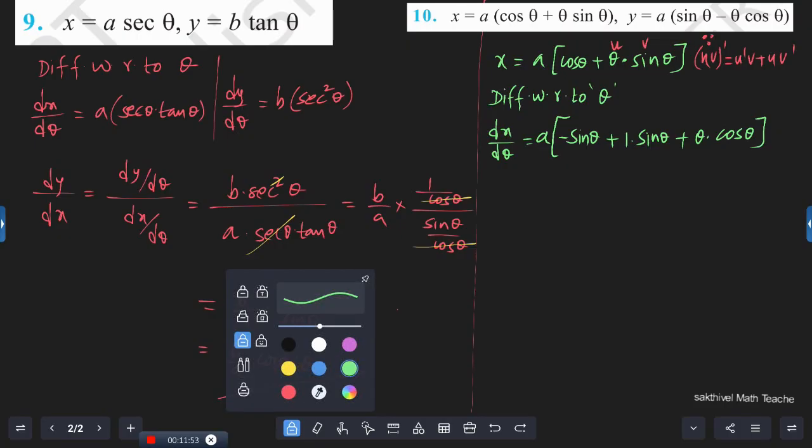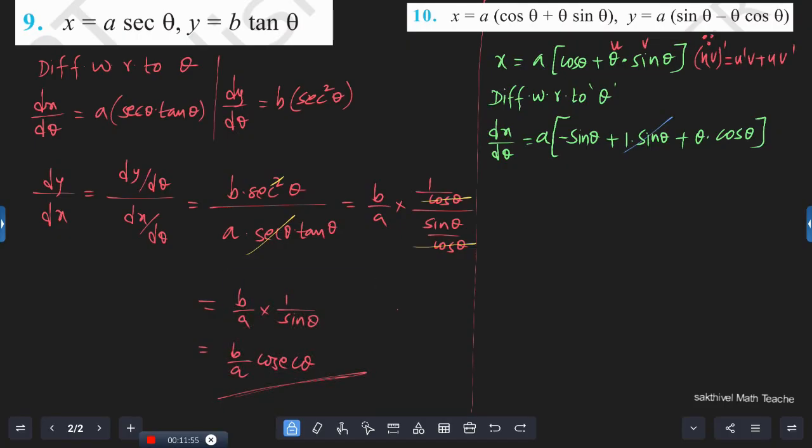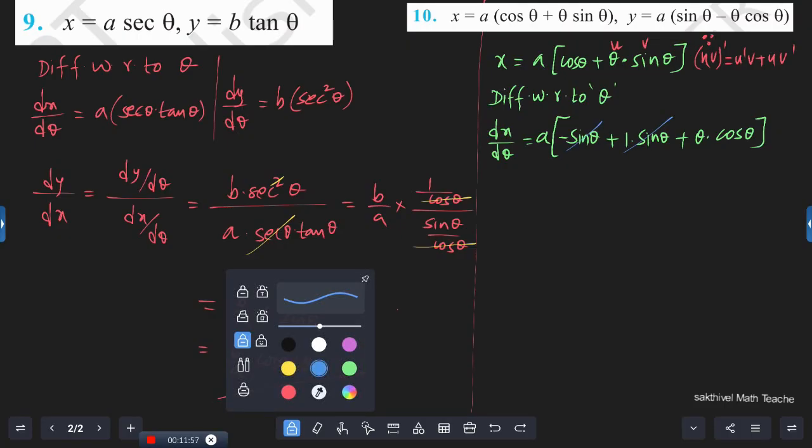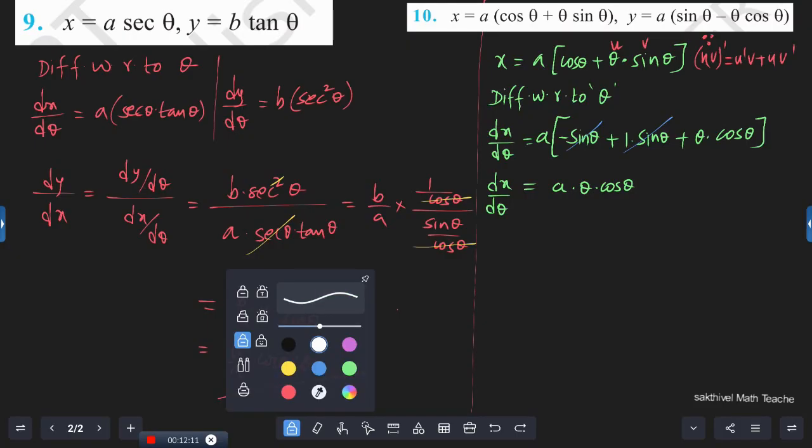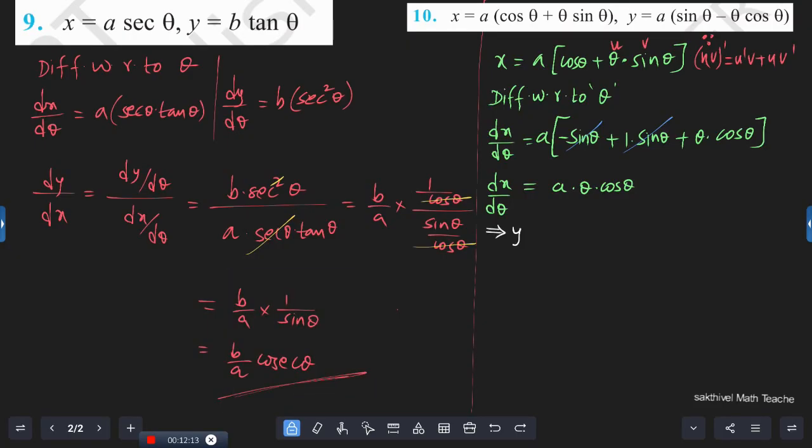Now you can notice that the plus sign and minus sign cancel. Then my answer is a into theta into cos theta, which is our required dx divided by d theta. Let it be answer number 1. Now let's take y. y is equal to a into sin theta minus theta into cos theta.